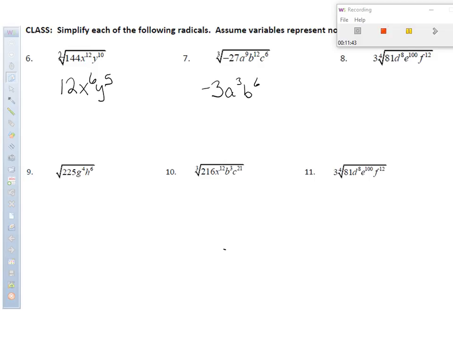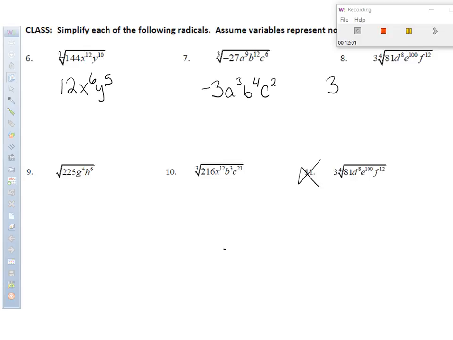How about b to the 4th? And c squared. And then we're done. Number 8, which happens to be the same as number 11, so we won't do number 11. This is going to become 3, so leave that 3 alone.